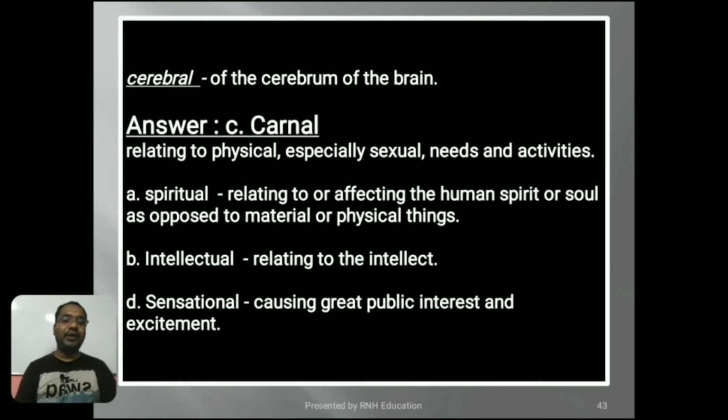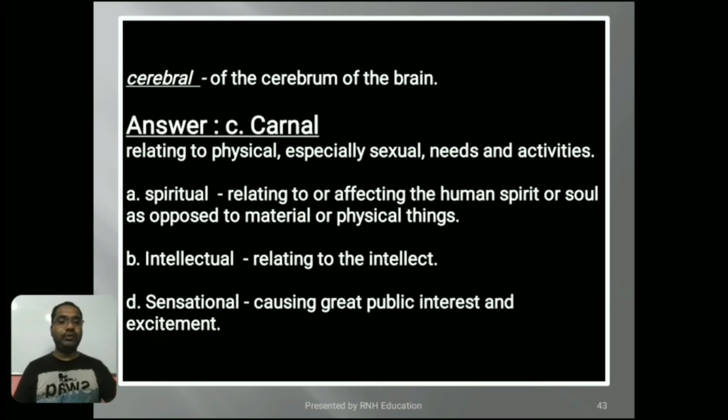Carnal means relating to physical, especially sexual needs and activities. That is carnal. And the other options were A spiritual, that means relating to or affecting the human spirit or soul as opposed to material or physical things. Option B was intellectual, that means relating to the intellect, and option D is sensational, that means causing great public interest and excitement. So in this section the right answer should be carnal, opposite of cerebral.